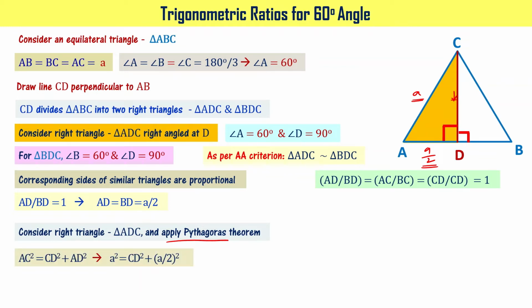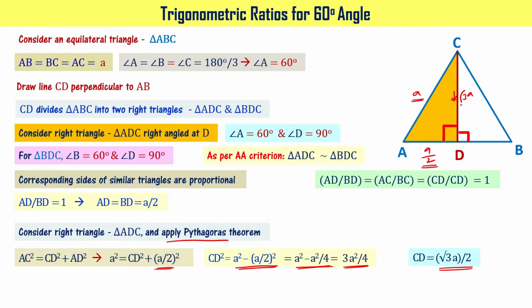So Pythagoras theorem says that AC square equal to CD square plus AD square, right? It means A square equal to CD square plus A by 2 whole square. A by 2 whole square can be written as A square by 4. Let's write that. CD square equal to A square minus A by 2 whole square, that is equal to A square minus A square by 4, that can be written as 3A square by 4. CD square is equal to 3A square by 4. It means CD is equal to root 3A divided by 2. Please note this. CD equal to root 3 times A divided by 2.